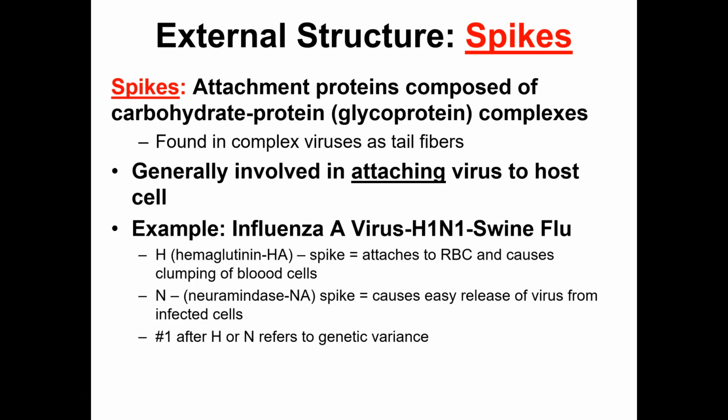So, we've established H and N. But what about that number? Right? H number, N number. This is kind of like strains with bacteria, genetic variants. The number refers to what version of those spikes you're looking at, what genetic variant. So we've got H spike type 1, N spike type 1, H spike type 5, N spike type 9, and so on and so on.